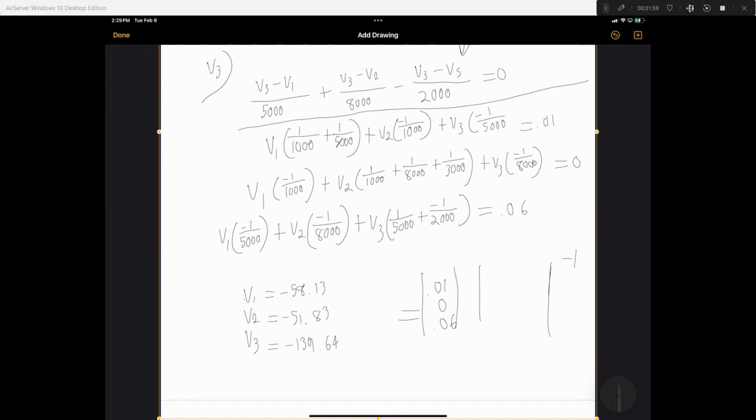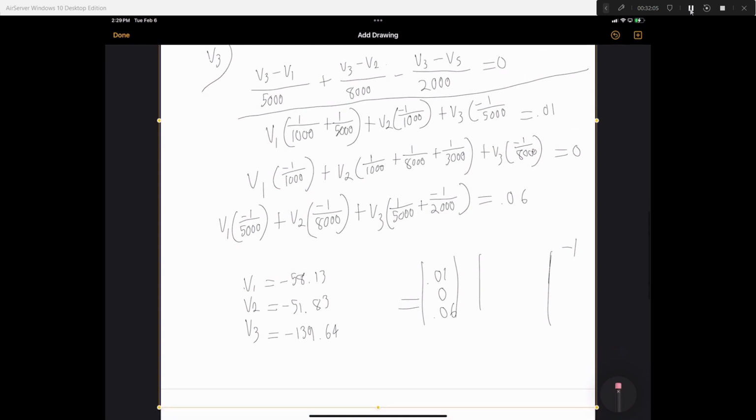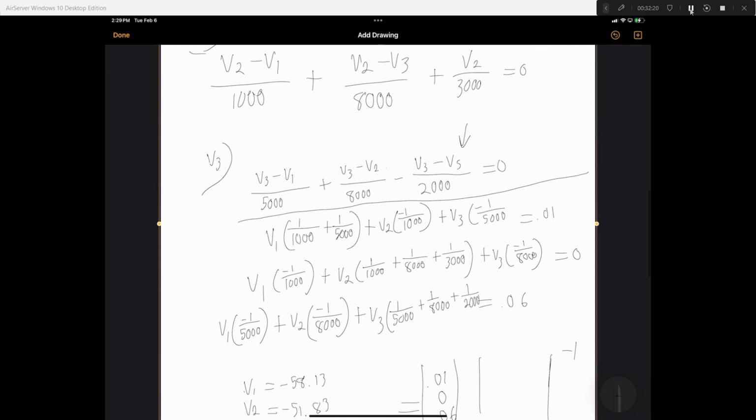Alright, I figured out where I went wrong. It took me forever. This is wrong: plus 1 over 8,000 plus 1 over 2,000. That gives us the right matrix. If we look at V3 here, 1 over 5,000, 1 over 8,000, there should be a plus. That should have been a plus, my bad. Plus 1 over 2,000.